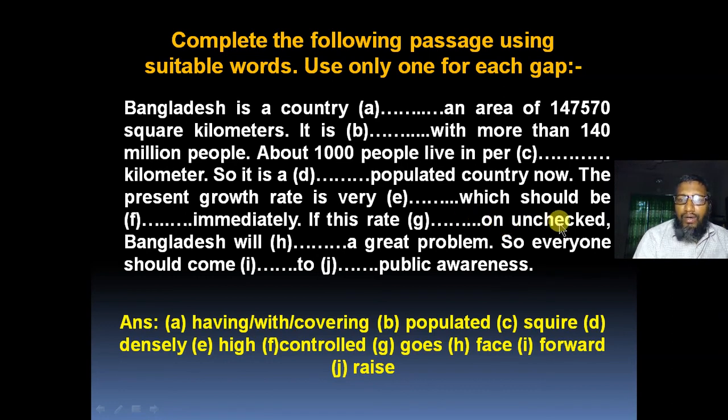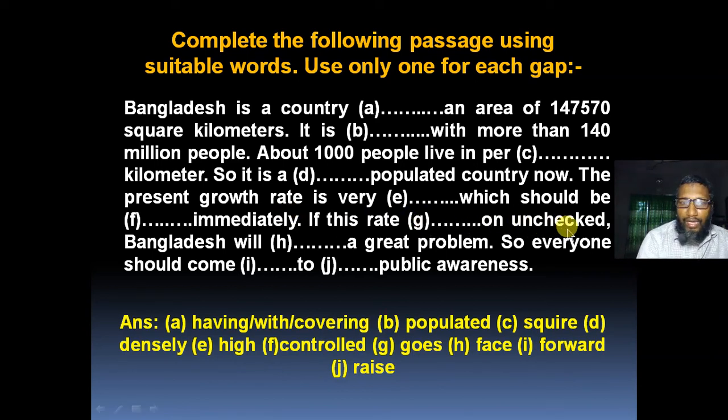If this rate dash on unchecked. Look at this sentence. This sentence lacks a verb. So in the gap we can use a verb. If this rate. Another point you should remember is that this sentence is a first condition, or this is a complex sentence. So if the other part of the complex sentence, Bangladesh will dash, will is present indefinite for future indefinite tense, then the first part, the if clause, which is added with if, must contain the present indefinite tense. So that's why here the verb is the present form of the verb. If this rate goes, goes is a singular form of the verb.